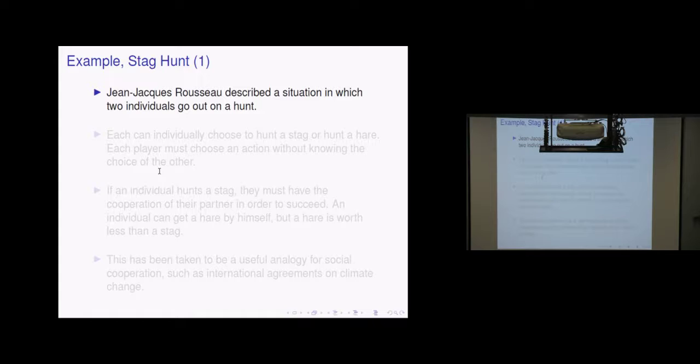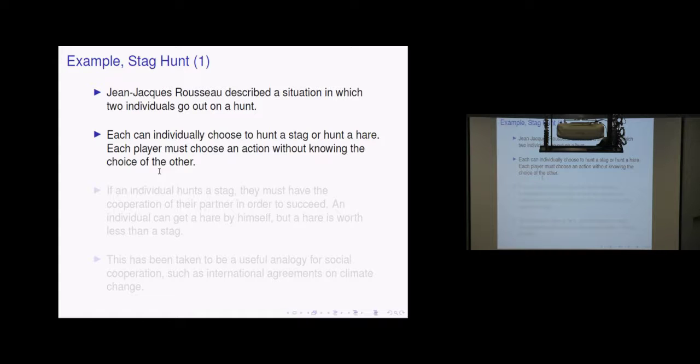Okay, so the storyline is called a stag hunt, right? So it says Russell described this. So he is a famous writer, I mean, in the 19th century world. Right? Okay, so the storyline is 2 individuals go out on a hunt. So each can individually choose to hunt a stag, a deer, right? A deer or a hare, or a rabbit.